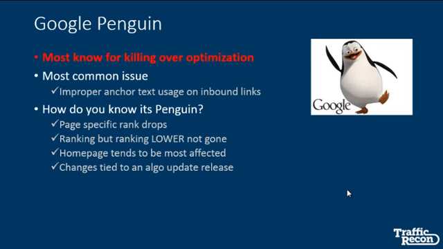It's a lot different than Panda. When you're looking at Penguin, you're going to see page-specific drops. You could be ranking lower, but not necessarily gone. So it could look like a penalty. And by and large, home pages tend to be the most affected, most likely because the majority of link building goes to a home page.